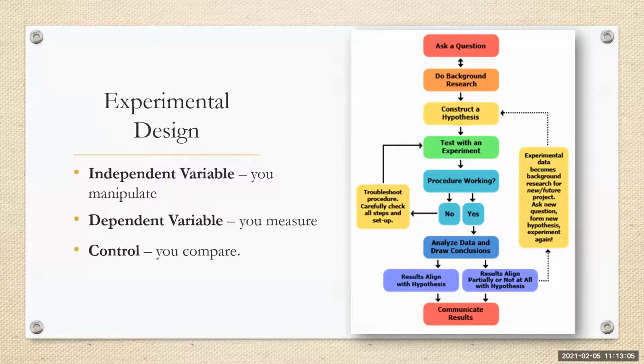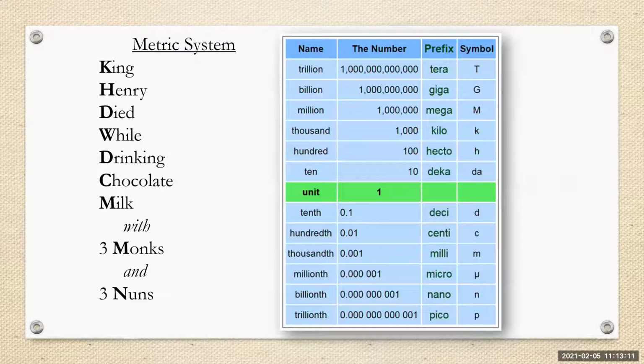And then lastly, you guys want to get very, very familiar with the metric system. That's just how you convert between different units. One good acronym that I always enjoyed was King Henry died while drinking chocolate milk. That's a lot of milk.